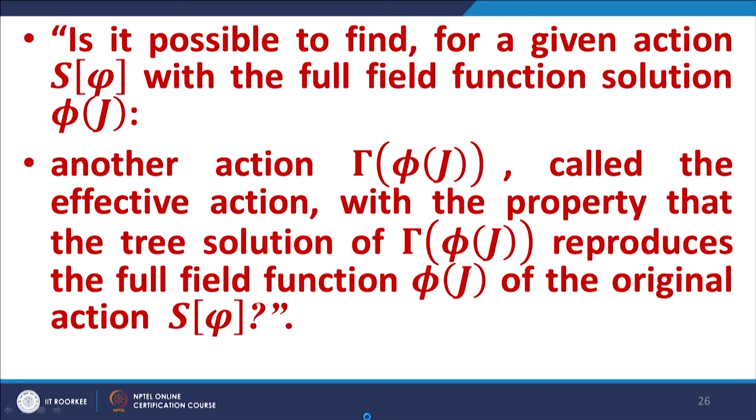is it possible, for a given action S[φ] that has a full field solution given by the symbol φ_full[J], this being the solution corresponding to this action, to find another action, let us say Γ[φ_full[J]], such that the classical solution, the tree level solution of this Γ, reproduces the full solution φ_full[J] of the original action S? That is the question that we attempt to address.